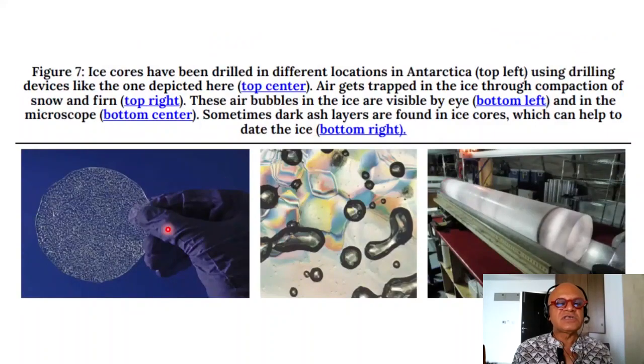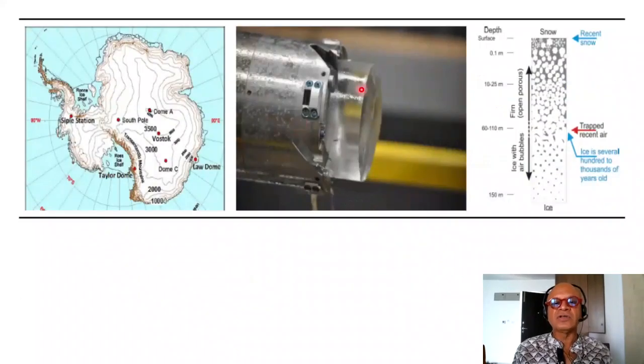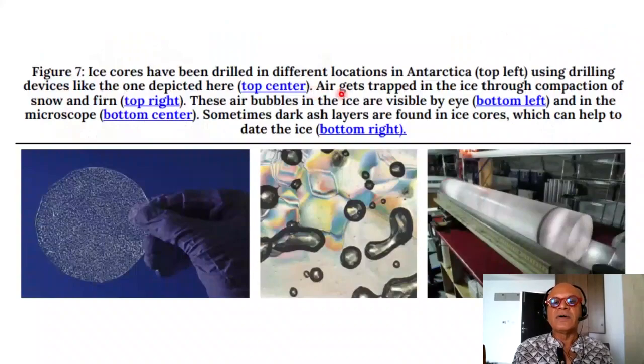So this is the next part of the same figure. So we are looking at ice cores that have been drilled in different locations in Antarctica using drilling devices like the one depicted here. So in the top center here, air gets trapped in the ice through compaction of snow and firn. These air bubbles in the ice are visible by eye and in the microscope.